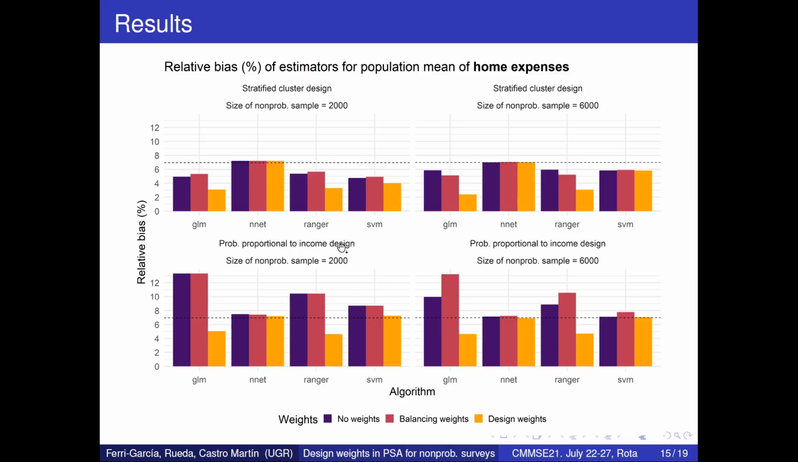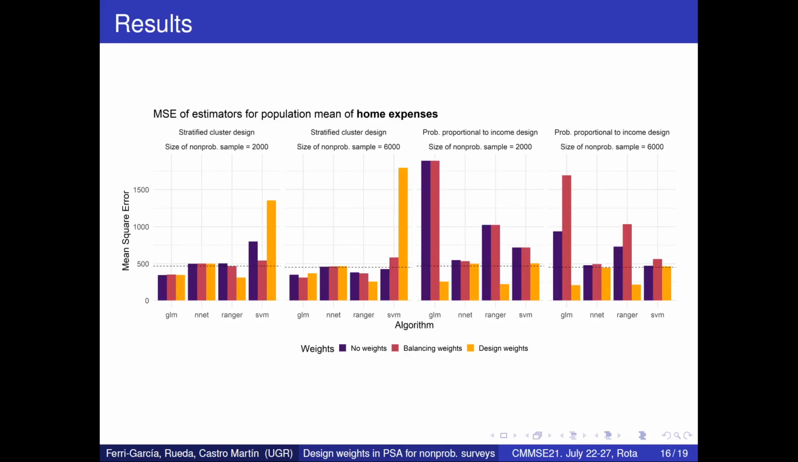The relative bias in the estimation of the mean home expenses follows the same pattern as in the previous variable, but in this case, the use of design weights under a stratified sampling design also provides less biased estimates, while the other two options have a strongly similar impact. However, this is not the case for the mean square error. When applying design weights in model fitting under the stratified cluster design, estimates are only more efficient than the other two options in the case of random forest. We can see here that for Ranger, when using design weights, the solutions are more efficient than the other two options, but in the rest of the algorithms, they are more or less the same, or even worse in the case of support vector machines.